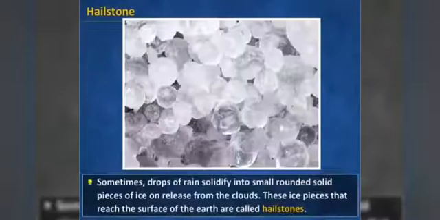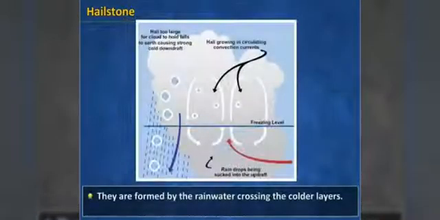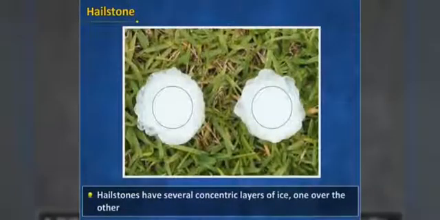Hailstones. Sometimes drops of rain solidify into small rounded solid pieces of ice on release from the clouds. These ice pieces that reach the surface of the earth are called hailstones. They are formed by the rainwater crossing the colder layers. Hailstones have several concentric layers of ice, one over the other.